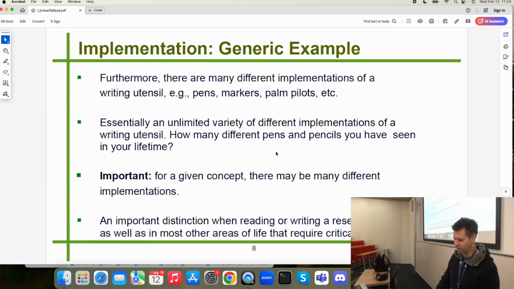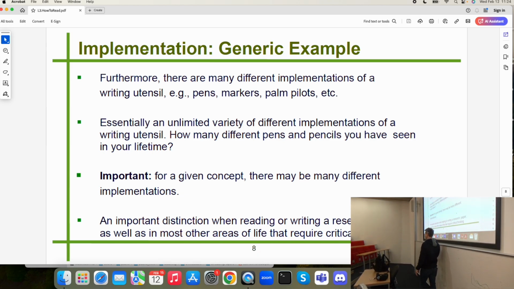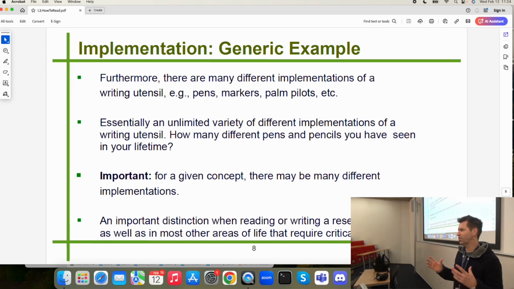So for a given concept, there may be many different implementations, and this is an essential element when reading or writing research papers, as well as in most other areas of life that require critical thinking. If you need to think critically about anything, you have to make the distinction between concept and implementation. If you want to understand the world at all, and think about the world and make sense of the world.